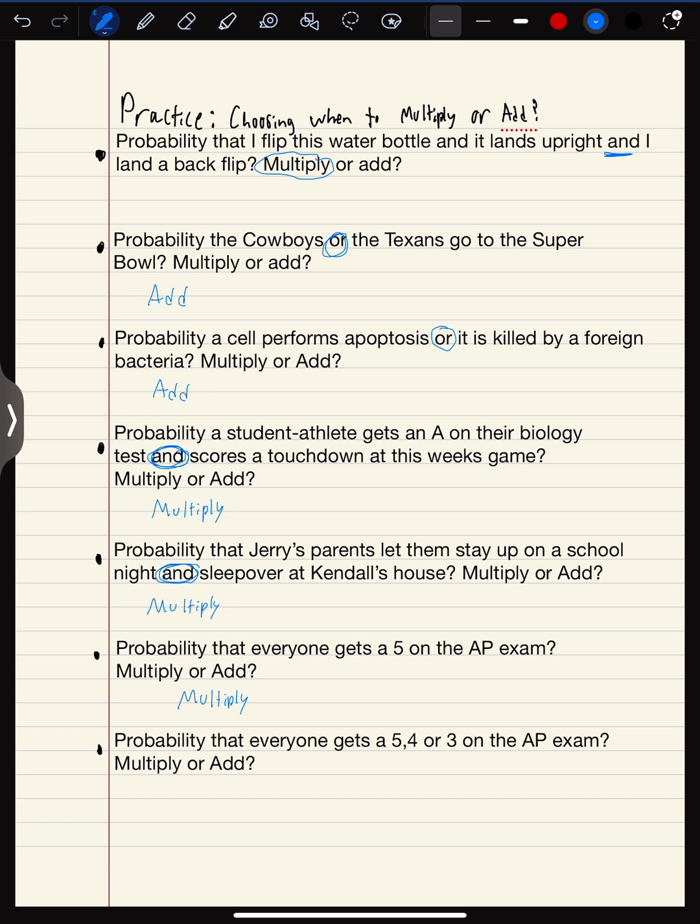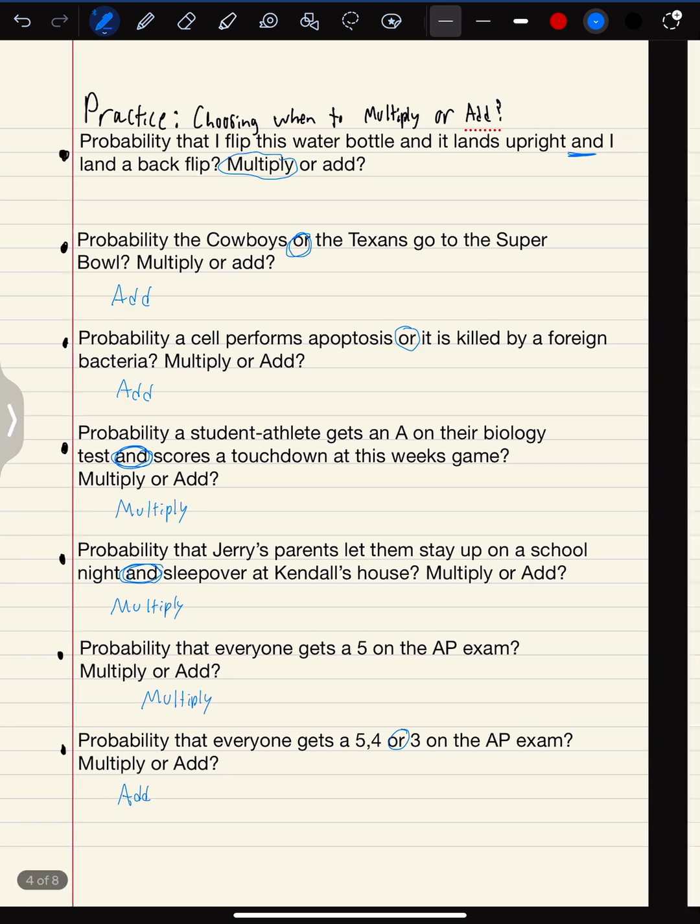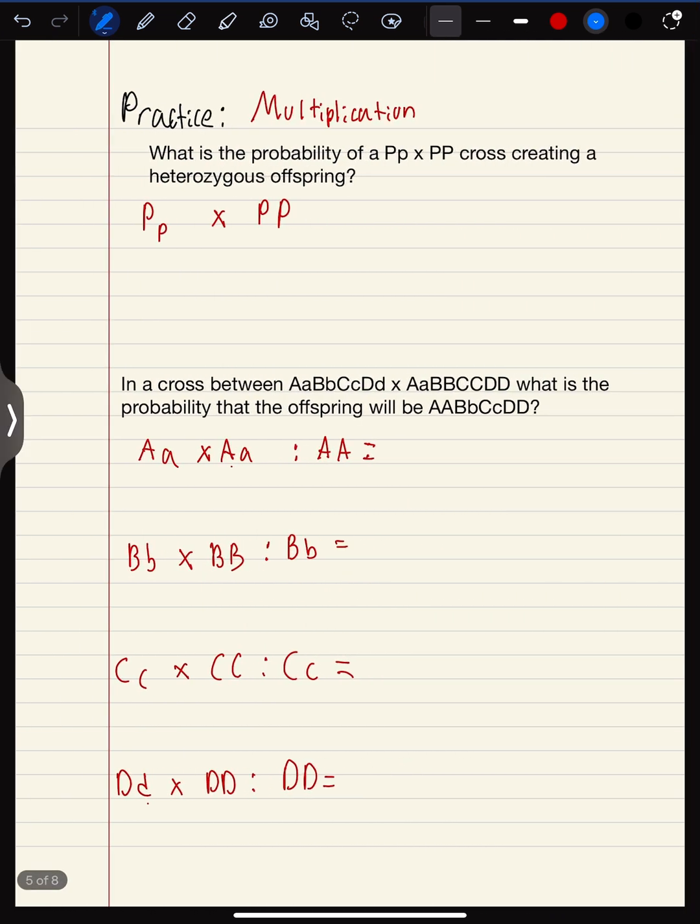Probability that everyone gets a 5, 4, or 3 on the AP exam. Multiply or add? So this is kind of a trick question, but technically the answer is add, because I'm saying or for these 3 options. So you can get either a 5, a 4, or a 3. So the percent chance that everybody could get a 5, the percent chance that everybody could get a 4, and the percent chance that everybody could get a 3 are all being added up. Makes sense so far? Alrighty, now let's get into some biology problems.